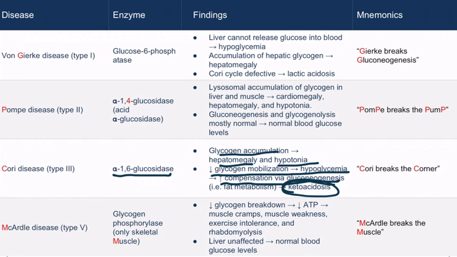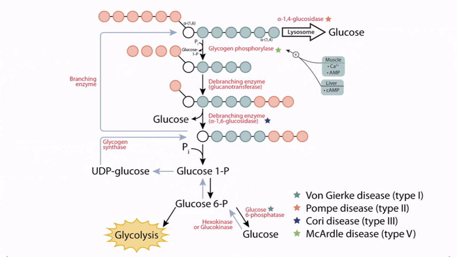Cori disease can be remembered with the phrase, Cori breaks the corner. If we look at the overview figure, we can see that alpha-1,6-glucosidase normally cleaves the last branching residue of glucose right here. In other words, this residue is kind of like the end or the corner of glycogen. So Cori breaks the corner.